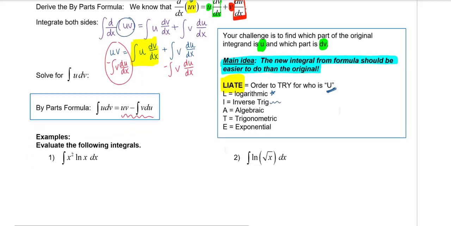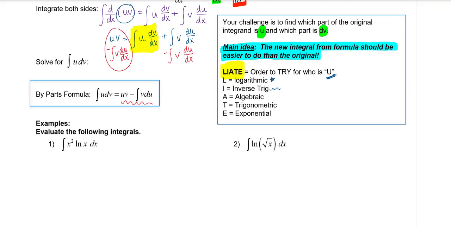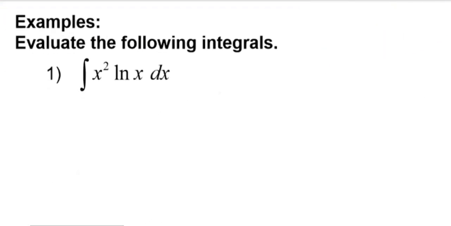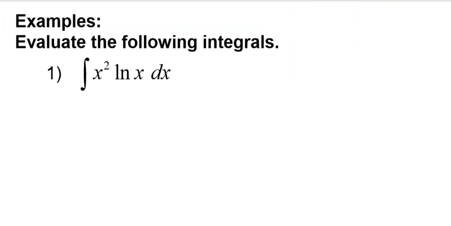Okay, so let's go through a couple examples so you can see what we're kind of talking about here. So when you look at this, you want to find this integral right here, the antiderivative of x squared natural log of x dx. You want to identify two parts. You want one part to be a u and one part to be dv.